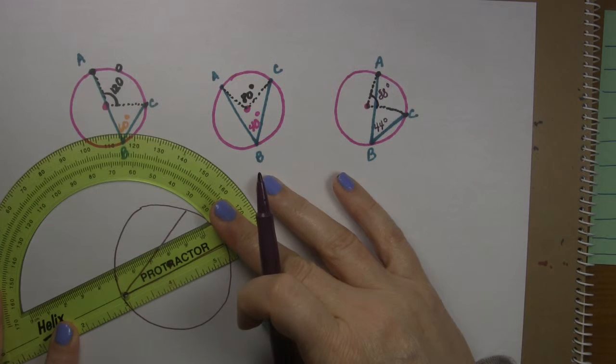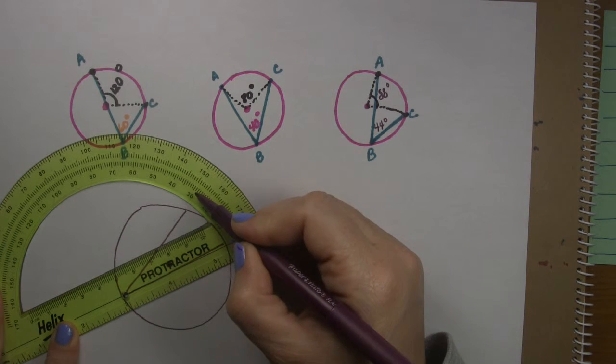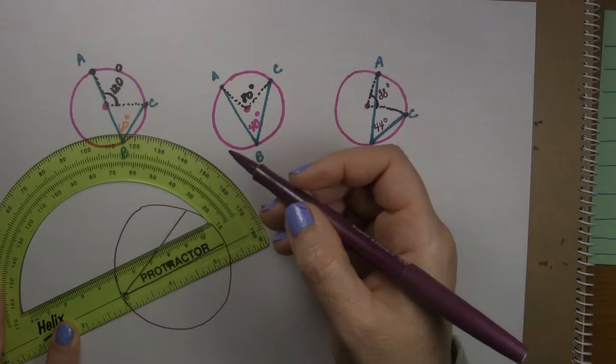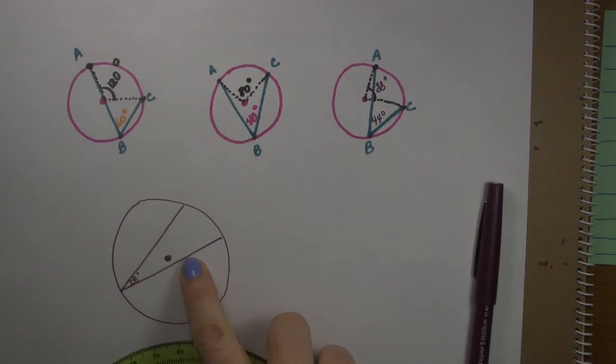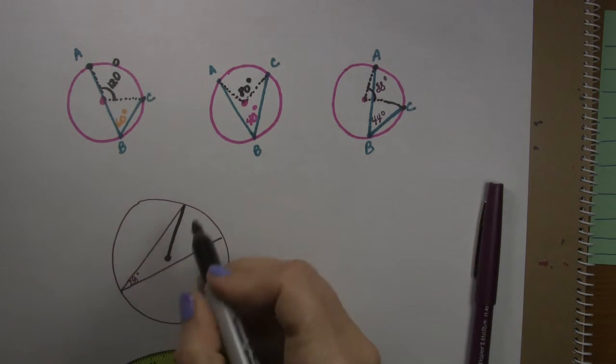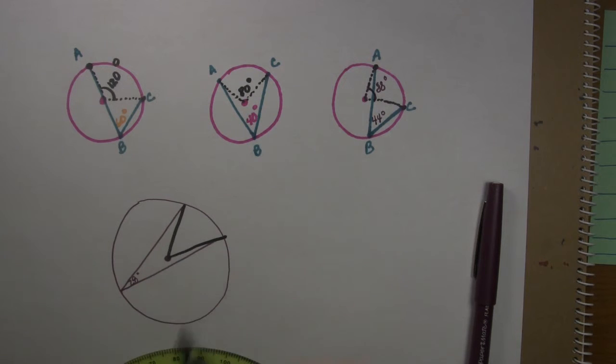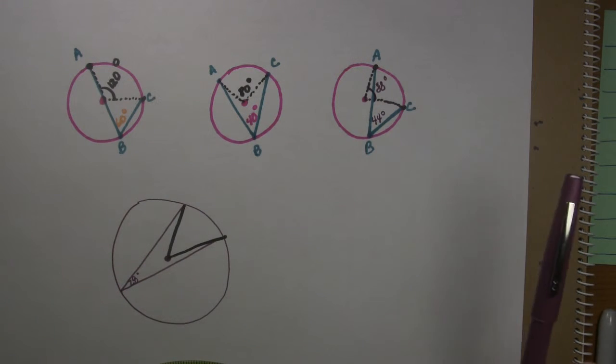So this one is about 28 degrees. Okay, this one is about 28 degrees. So what do we think our intercepted angle is going to be? Well, our intercepted angle should be twice that. So 28 times 2, what is that, 56?